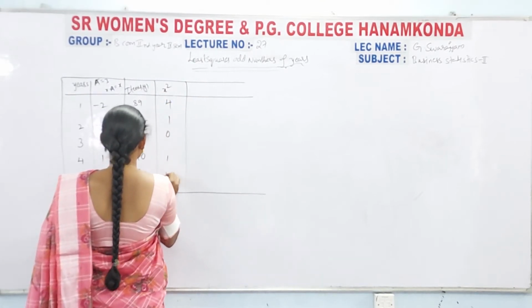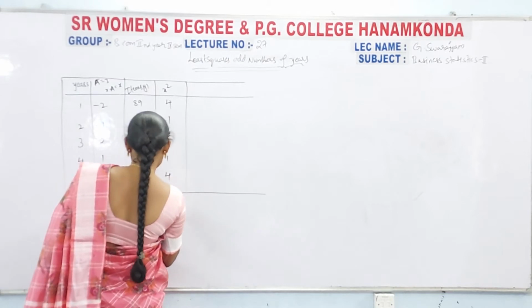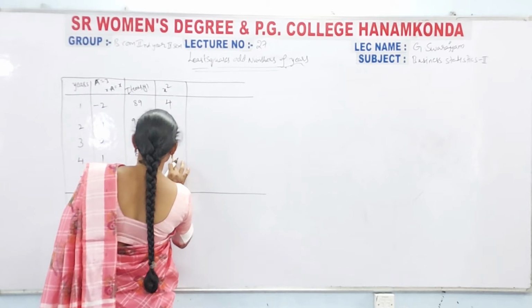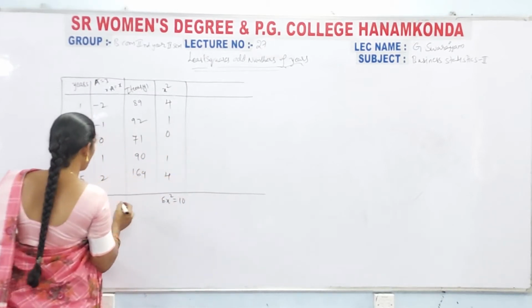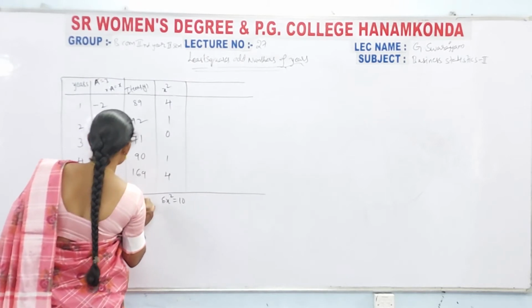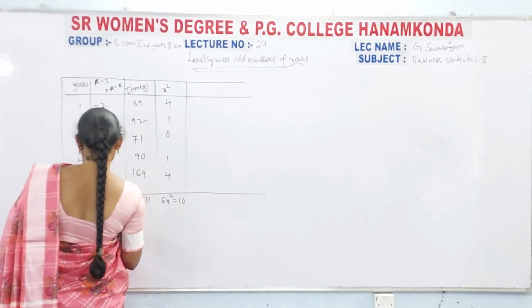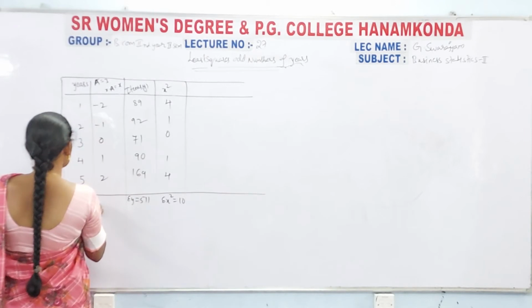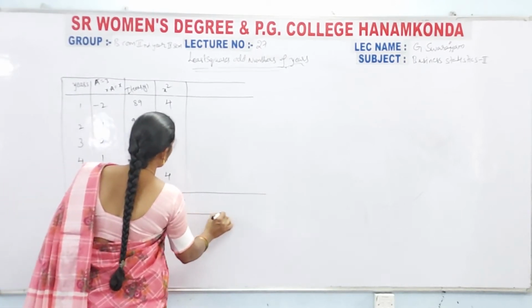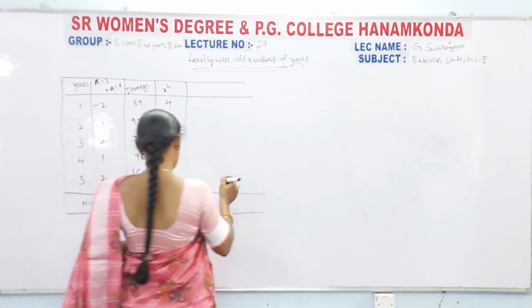Sigma x square is equal to 4 plus 1, 5, 5 plus 5, 10. Okay. Sigma y is equal to 511. Okay. So n is equal to 5. Okay. Next, what else do we need? xy.